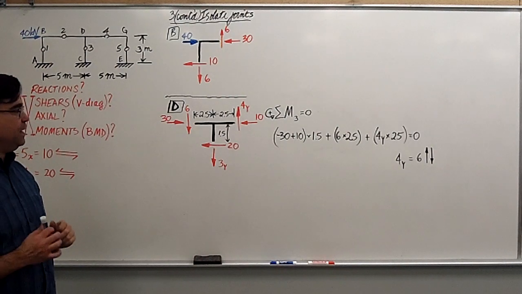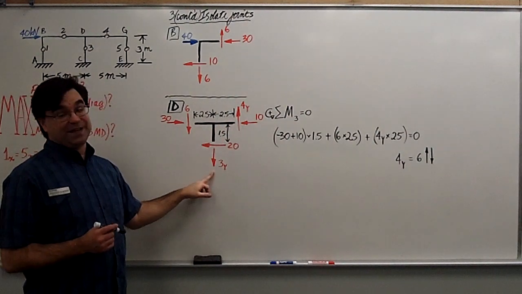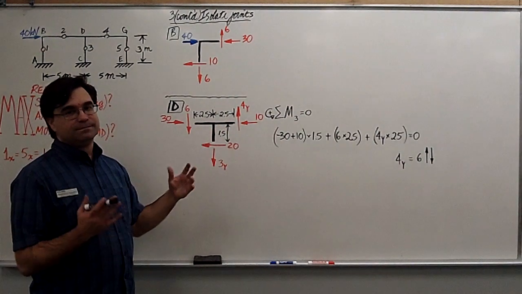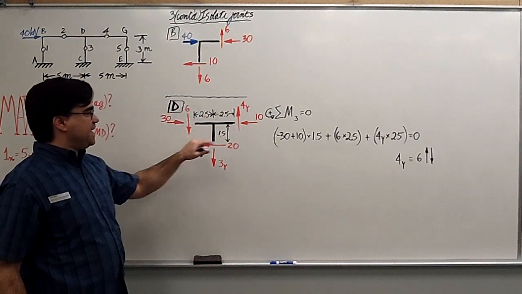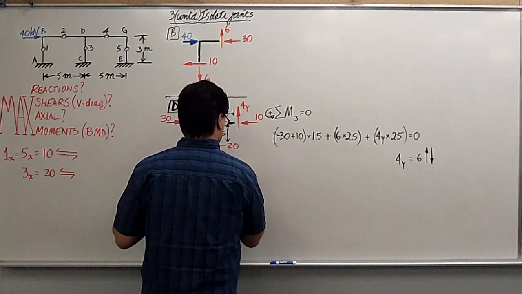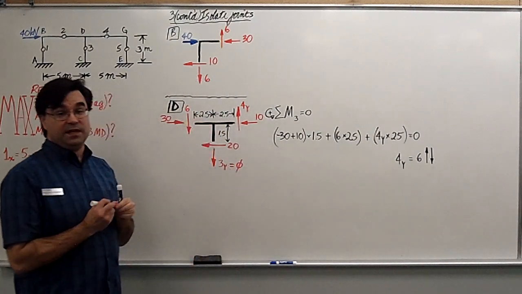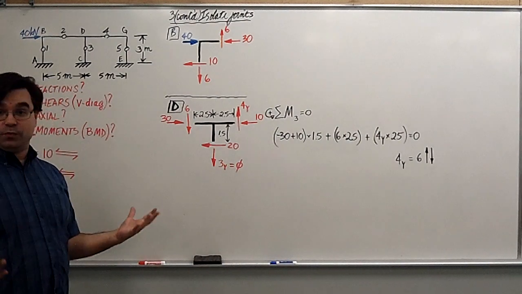Okay? All right. So if we know that 4y is 6, what is the value of 3y? Right, it is 0. If this force is 6 down, that's 6 up. This must be 0. It's the only way you maintain equilibrium in the y direction. Okay? We're done with D.